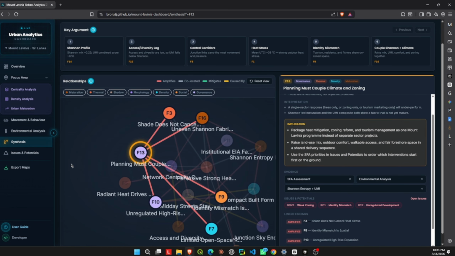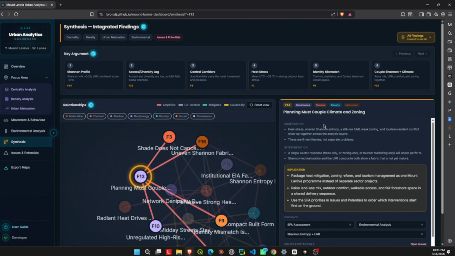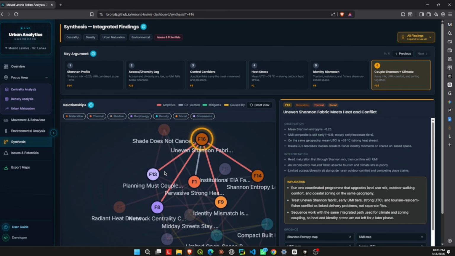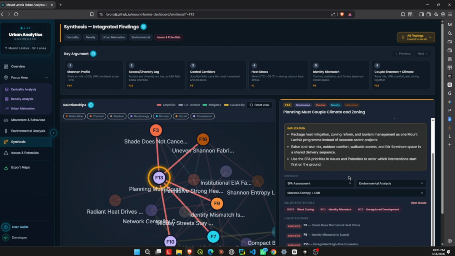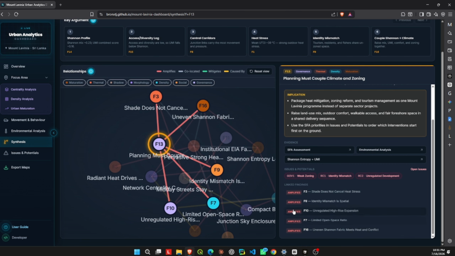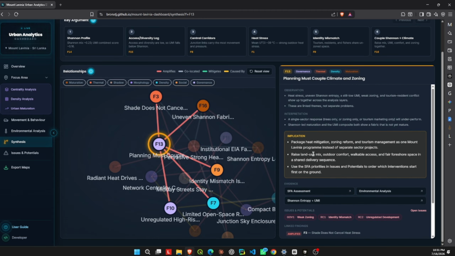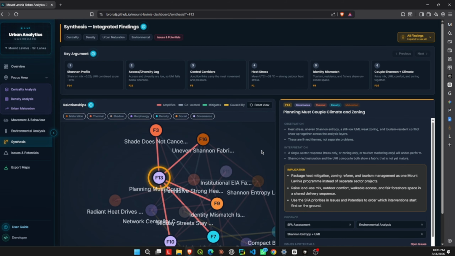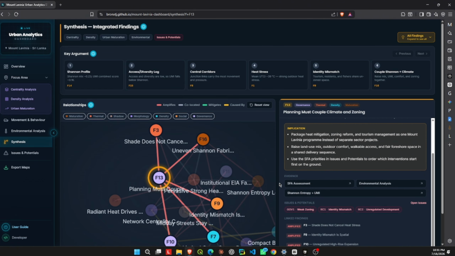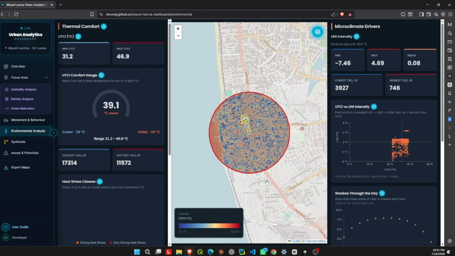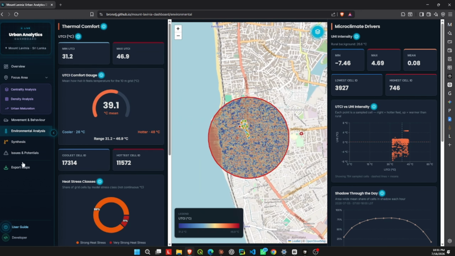See, if we plan, must couple climate and zoning, here you can see the connected ones. See, the implication as well as these are the amplifiers, right? So these are the issues and potentials we can identify, right? So this is the evidence. If you want to see what they are saying but couldn't remember the values or something, you can simply click one of them and go directly to the main page, I mean the related page, right?